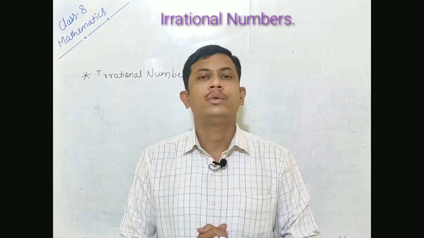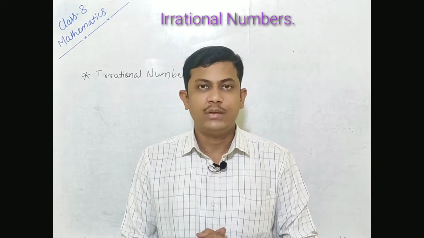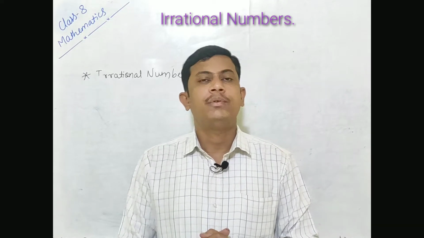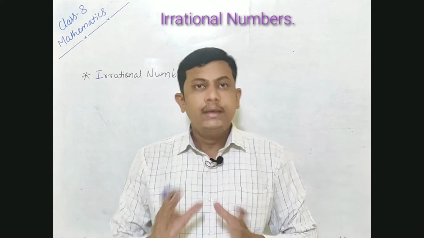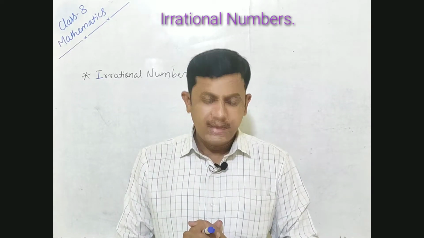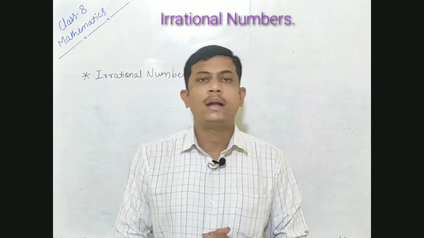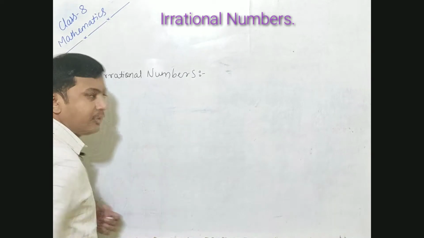Students, today we have to see the topic irrational number of the chapter number one, rational and irrational number. So let's see the irrational number. In the previous video we have seen the rational number. In addition to the rational numbers, there are many more numbers on the number line. The numbers which are not rational numbers are known as irrational numbers. And for the example, first of all we will see the definition.